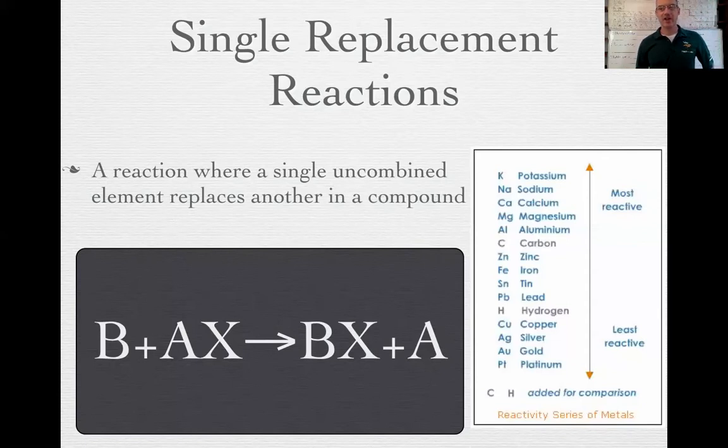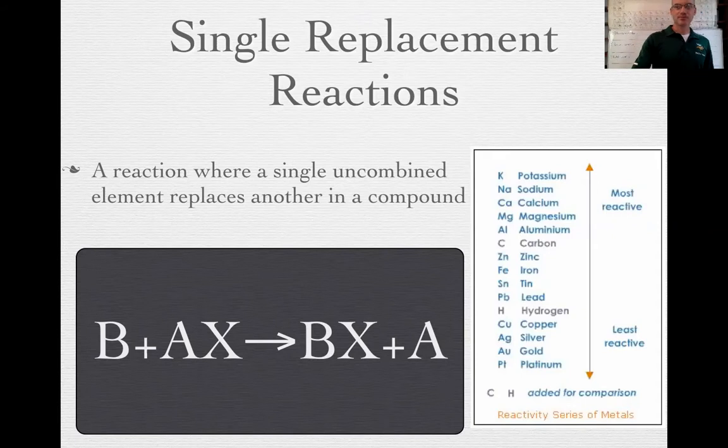So you can see we have a helpful chart to determine this, because if you have something that's more reactive or higher on the metal reactivity chart, then it will kick out something else. So potassium will kick out pretty much anything, but platinum's going to be the uncombined element for the most part, because it's so low on the reactivity list. Now you notice these are mostly metals here that we're looking at, except for carbon and hydrogen, which are put in there because we do have a lot of carbon and hydrogen style reactions that will occur.